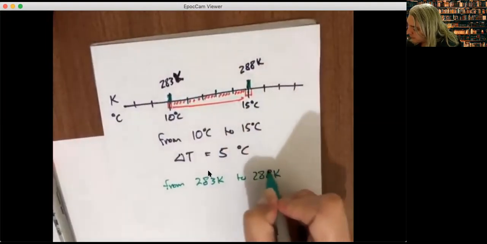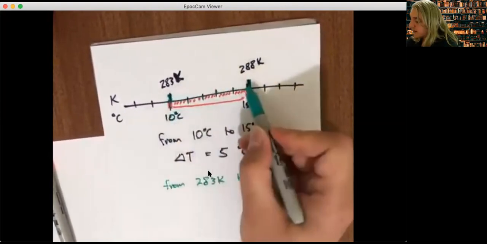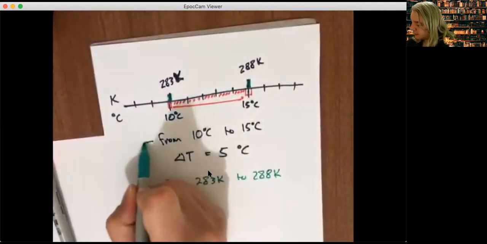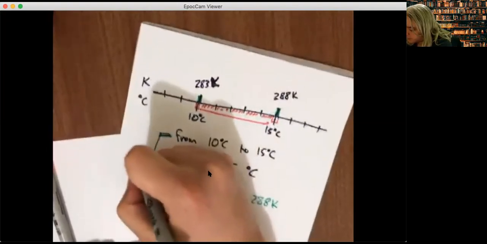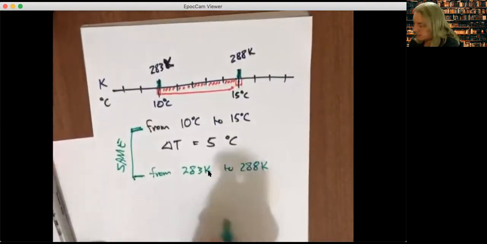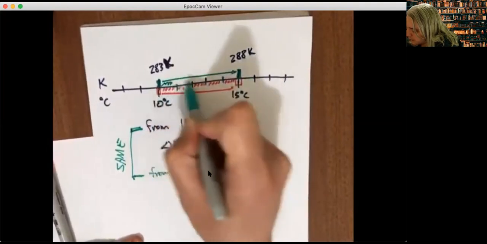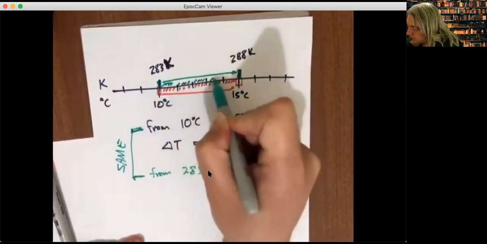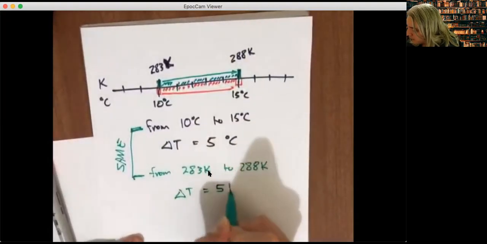So we're still talking about the exact same object doing the exact same change in temperature. We're just writing it in different units. So this statement here and this statement here are exactly the same thing. Right? They are saying the exact same thing, just in different units. But that means that this object has also gone up 1, 2, 3, 4, 5 units. So delta T is 5 Kelvin.